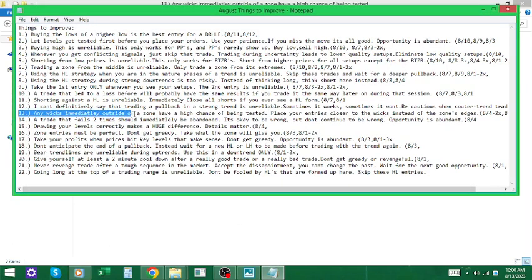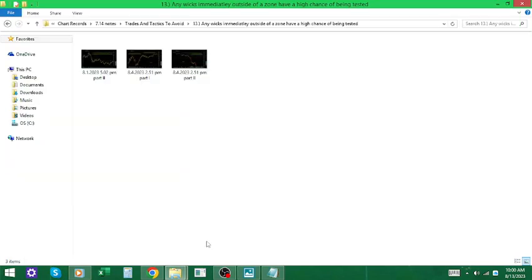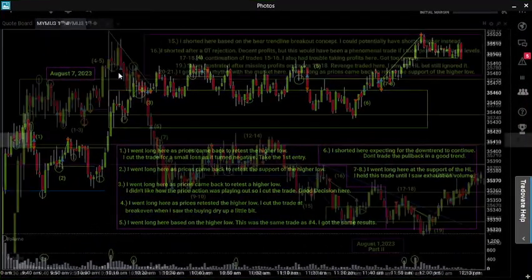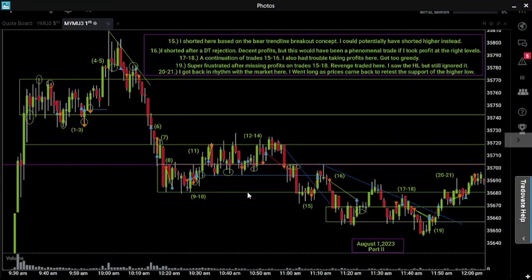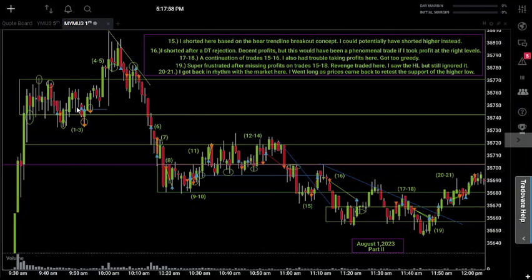Any wicks immediately outside of a zone have a high chance of being tested. Place your entries closer to the wicks instead of at the zone's edges. This is a very important concept when it comes down to zones, because zones can be pretty tricky based on how you draw them. So let's talk about trades 1 and 3 from August the 1st this year.